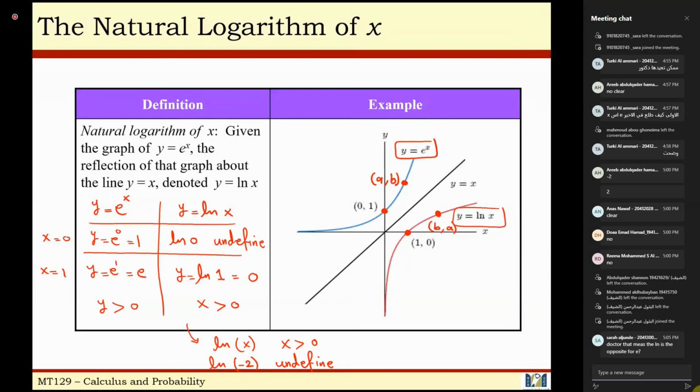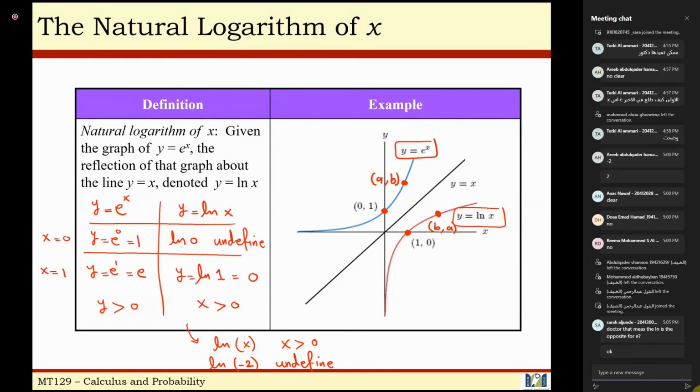This is inverse, not opposite. Opposite means something else in mathematics. We have opposite, which is another meaning. This is inverse. ln is the inverse of e, and e is the inverse of ln, not opposite.